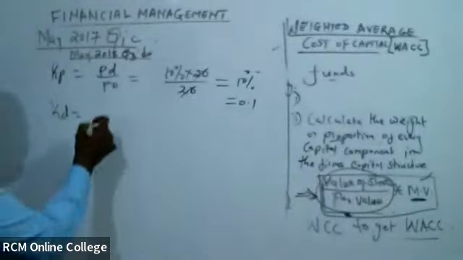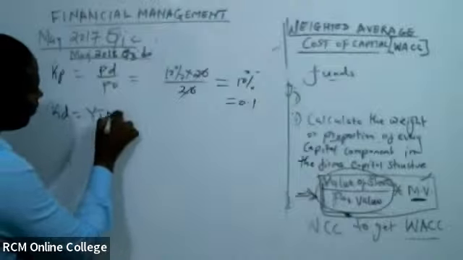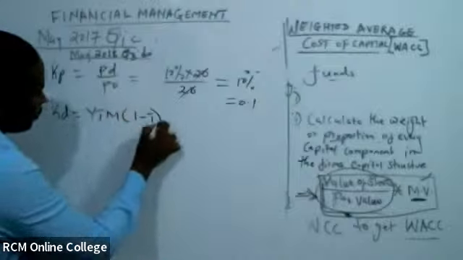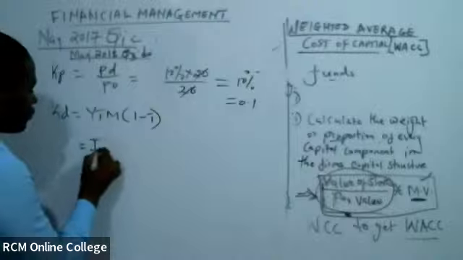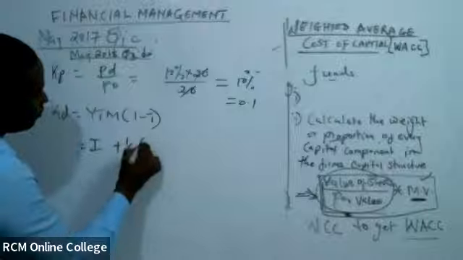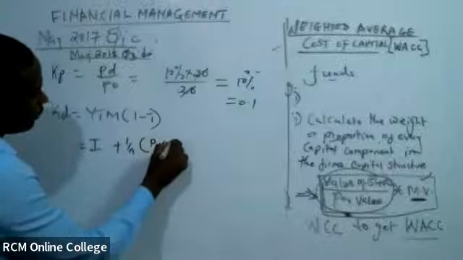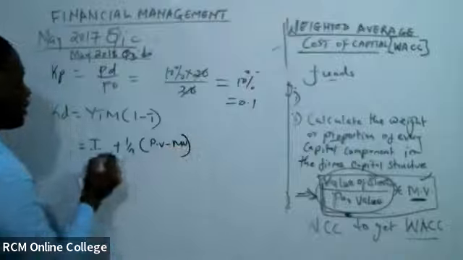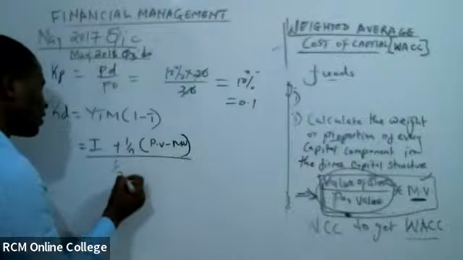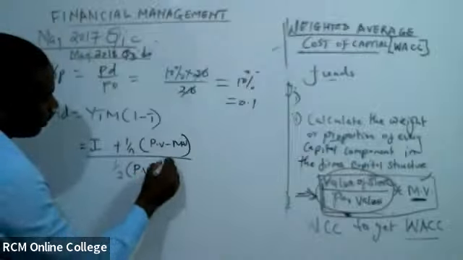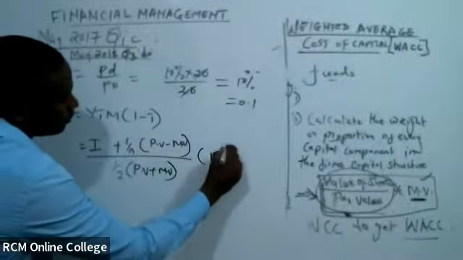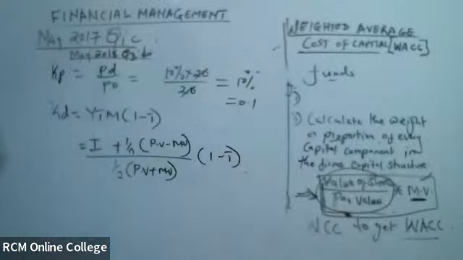So class, this is simple because I know it is YTM and then I adjust 1 minus T. So my YTM will be given by interest plus 1 over N. Par value minus market value. I divide by a half over the summation of the par value plus market value. And then I do what? Adjust for tax. So class, I want you to guide me and I want you to help me get the interest. What's the rate of debenture? Rate of debenture ni ngapi?